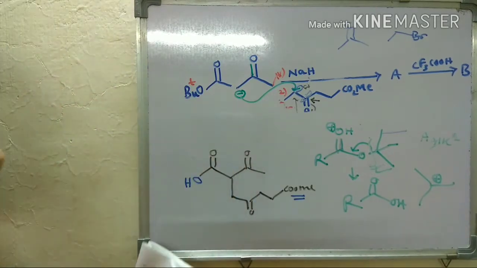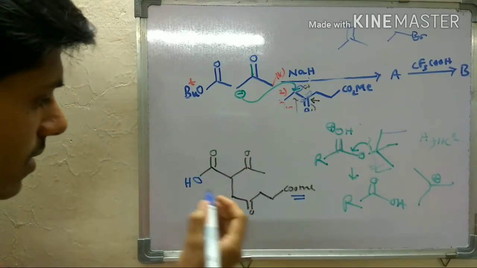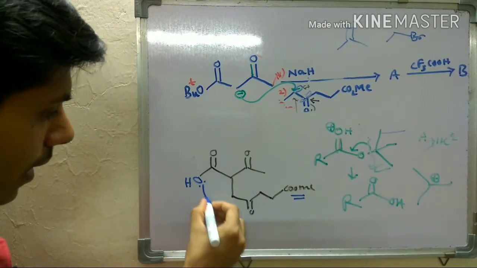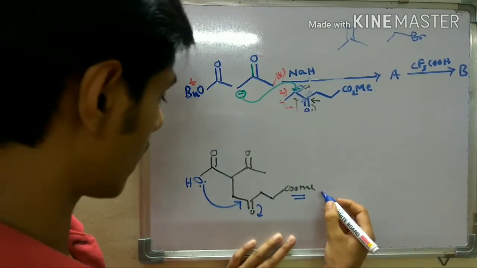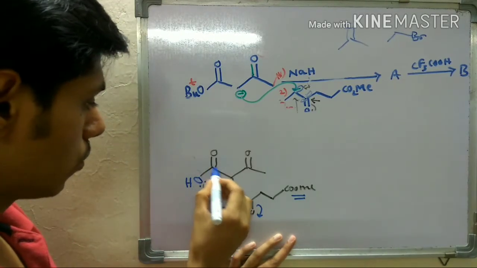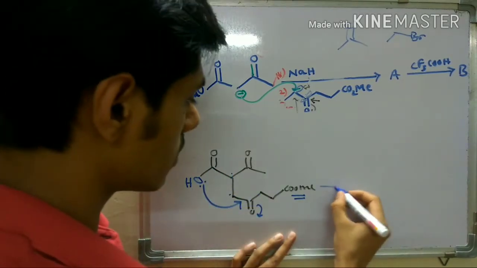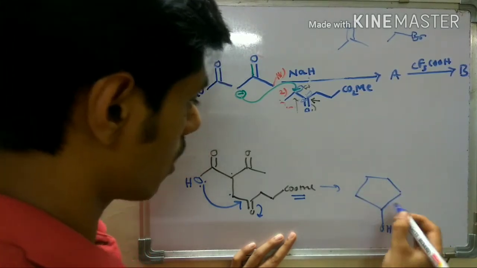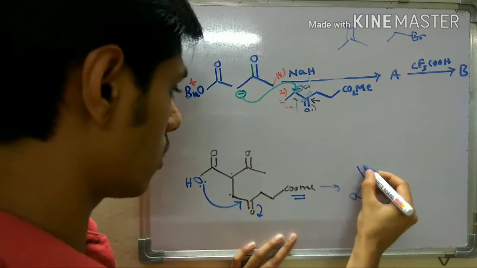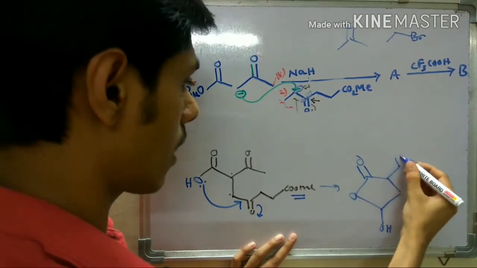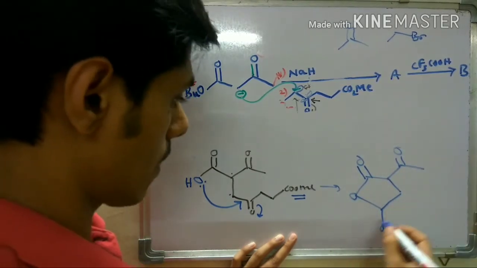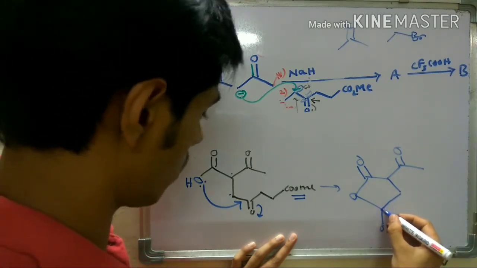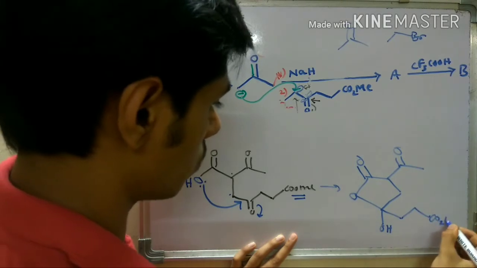Now what can it do? You can see this oxygen lone pair can attack on this carbonyl group, and if this attack occurs, what you will get? You will get 1 2 3 4 5, so you can see a 5-membered ring will be formed. Here we will have OH, and this is the attacking oxygen. Here you will have carbonyl group, and here the keto group. Now here you will have this group CO2Me.